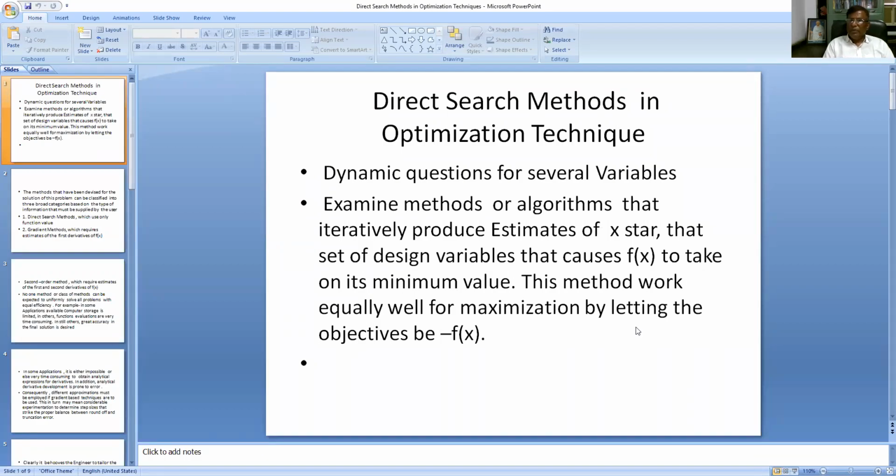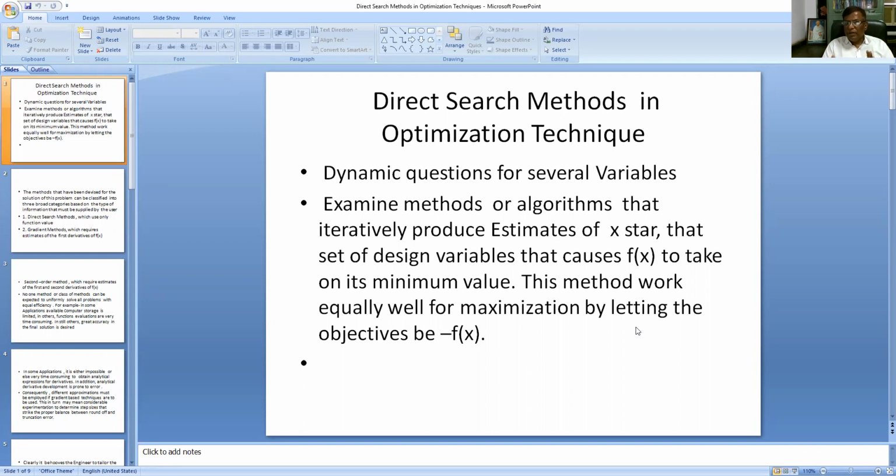This is direct search methods in optimization technique, and sometimes it is said that these direct search methods help you a lot in the dynamic questions of several variables. Means if you are discussing function and several variables in context to optimization technique, if you are an engineering student or an engineer working in industry, then you may face a day-to-day problem of how to optimize. So for that, we are here to discuss in brief some techniques that are called direct search methods in optimization technique.